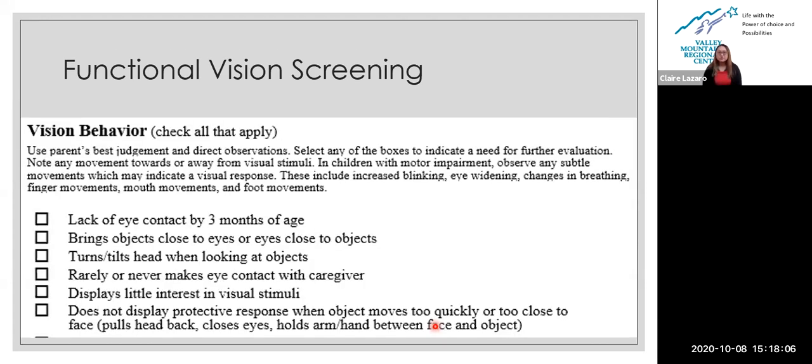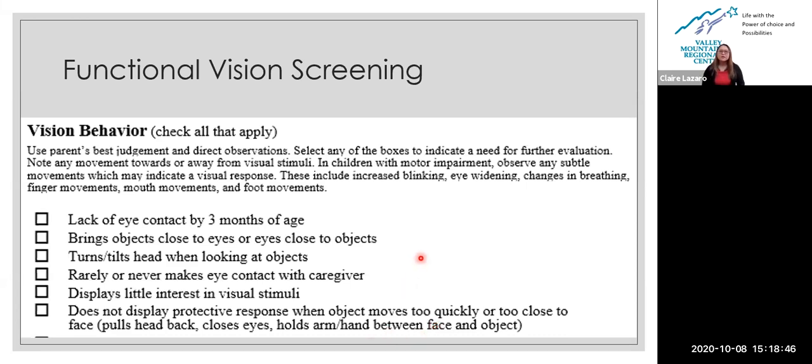The next part of our vision screening would be focused on the vision behavior. This is one of the big differences that we made in this vision screening: we removed the part where you do a lot of physical examination. It's going to be more on direct observation and the parents' best judgment on what they see their child doing, since they're the ones who are with their child 24/7. So they know what their child is doing. They know what they are exhibiting. Is there any behavior that they think would be a concern? So this is what our vision behavior will be focused on.